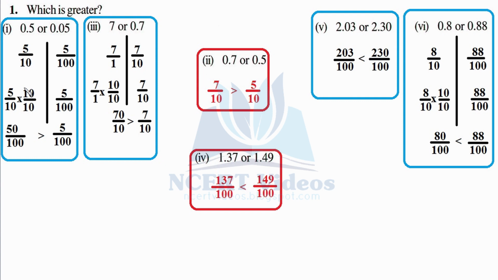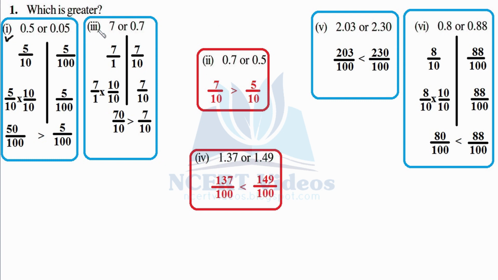Now 5 by 10 into 10 by 10, we don't have to change the other one because it is already in 100. Now 10 tens are 100 and 5 tens are 50. Now you can easily compare. So 50 is greater than 5, therefore this fraction is greater than this. So this was your first.